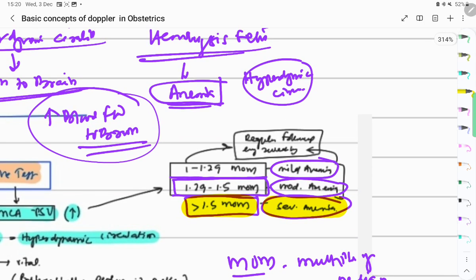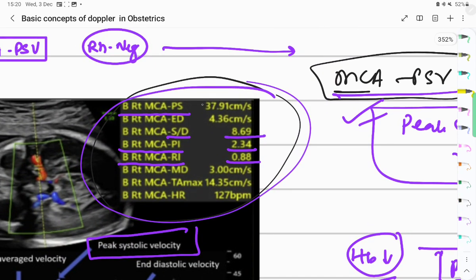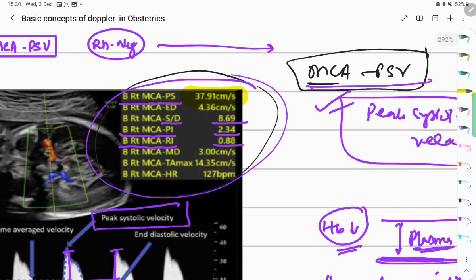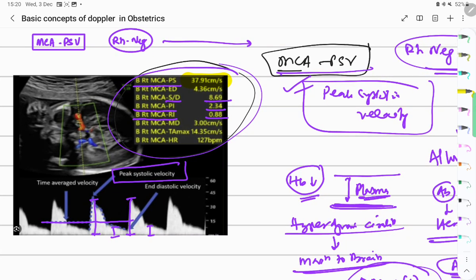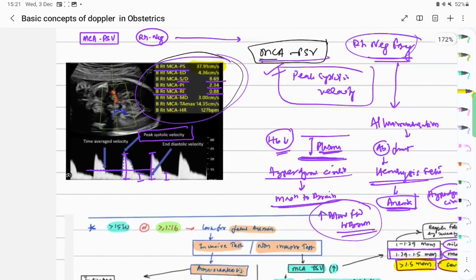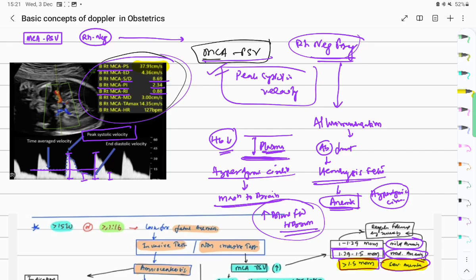So how will you get that value? The value will be written in the chart: what is 1.29 MOM, what is 1.5 MOM, the accurate value. See, the MCA PSV here is 37.91 centimeters per second. So we put it in the chart, and whether it is less than 1 MOM or 1.5 MOM, the value will be seen automatically in the chart. So this is the concept behind MCA PSV, which is done in RH negative pregnancy. The peak systolic velocity is very important as it indicates fetal anemia because of hemolysis. The redistribution of blood into the brain leads to what we find in the MCA PSV.